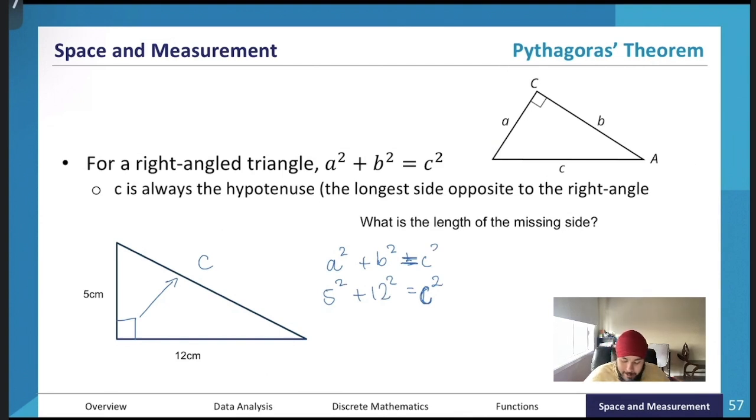I'll just quickly do that on my calculator and it will be 169 is equal to c squared. Now all I need to do is square root, square root 169, and I will get 13. So c is equal to 13. Therefore my longest side here is 13. So that's basically it in terms of Pythagoras' theorem. Pretty straightforward. You would have covered this in year 9 and year 10, so it's just a bit of a recap.